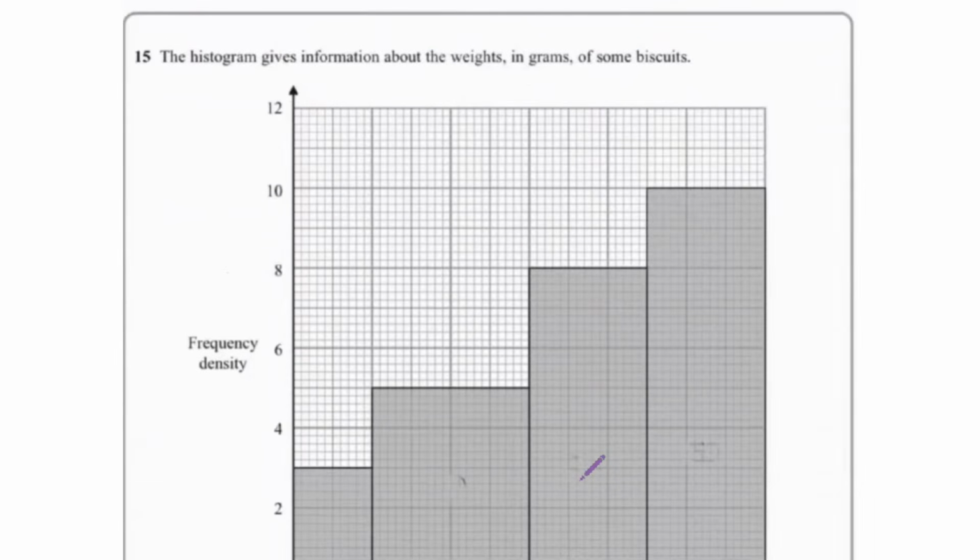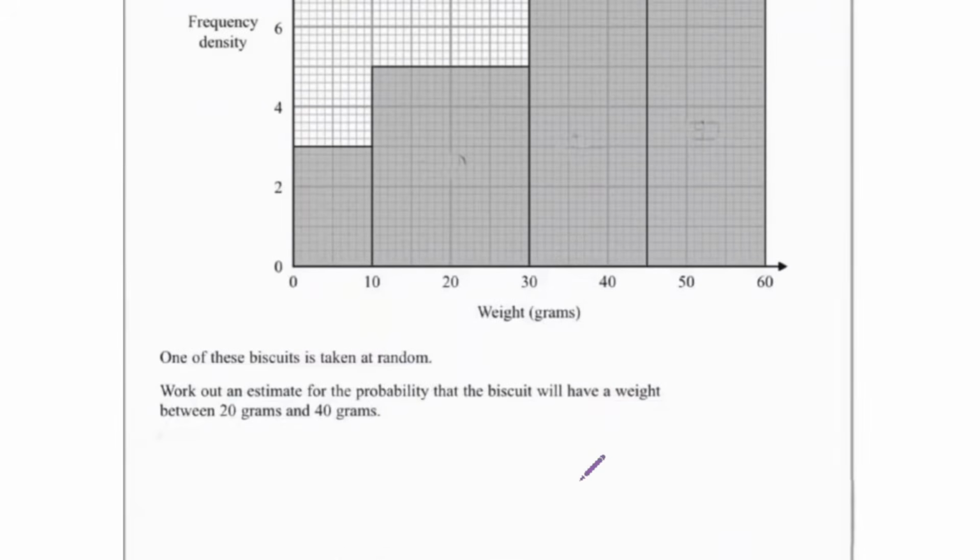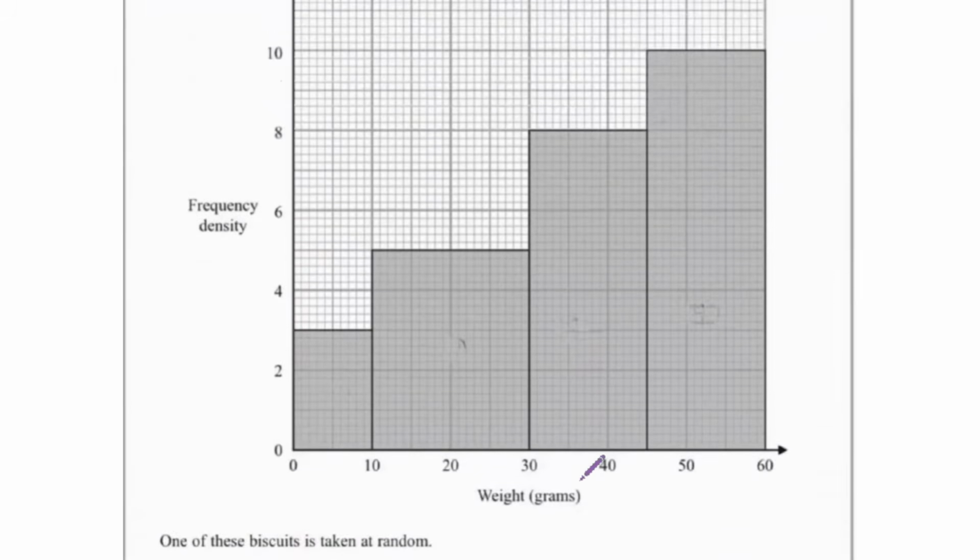Then we have a histogram that gives information about the weights in grams of some biscuits. One of these biscuits is taken at random. Work out an estimate for the probability that the biscuit will have a weight between 20 and 40 grams. So this is 20 and this is 40 grams. We have no other information given. We just know that we have to find the probability of the weight being between 20 and 40 grams.